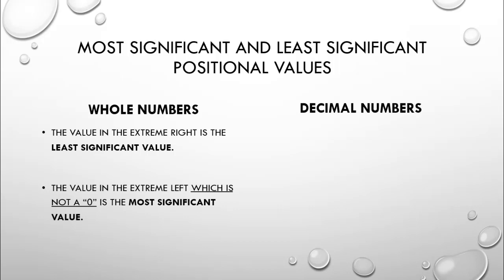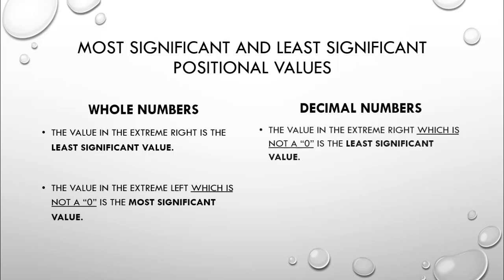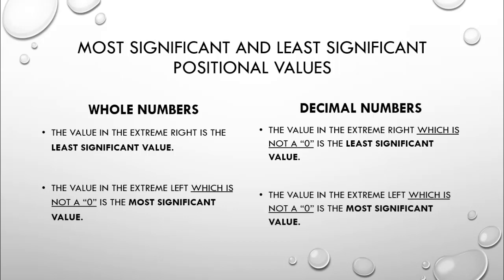For decimal numbers, we have the same type of rule, but this time it says the value in the extreme right, which is not a 0, is the least significant value. Now we are going to see the 0 on the right side as well, and the value in the extreme left, which is not a 0, is the most significant value. So in decimal numbers, at both ends, right and left, I am going to look for the 0. If there's a 0, I am not going to take it. I am going to take the other number which is next to 0.